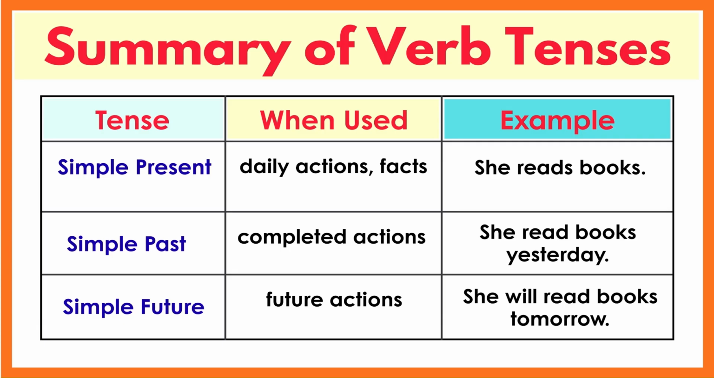Let us review the summary of verb tenses. The simple present tense is used for daily actions and facts. Example, she reads books. The simple past tense is used for completed actions. Example, she read books yesterday. The simple future tense is used for future actions. Example, she will read books tomorrow.